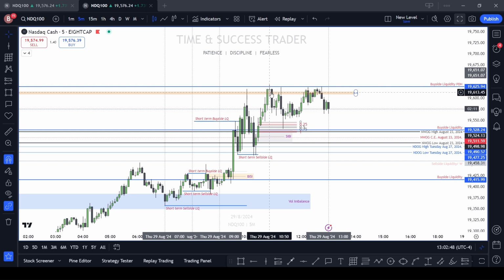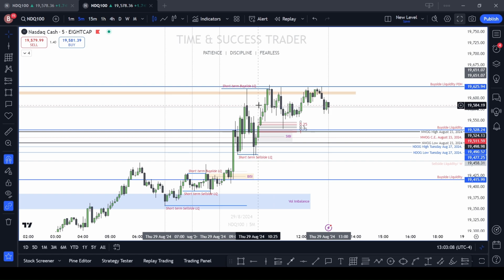So what happened here on the 5-minute? We traded up. We swept this sell side liquidity right there, and then after that we came back down. We had this little fair value gap here. Price created a low right at this inefficiency, and then attempted to test the high one more time, and we failed. Came back down, swept this low.